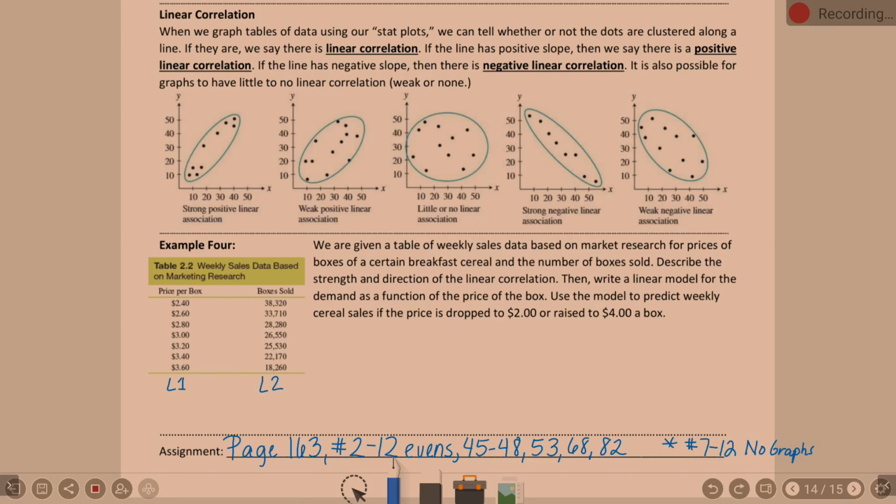Right, but I turned on my stat plot, so I should be seeing the points. Why am I not seeing the points? Yeah, I'm on a 10 by 10 screen, and I'm supposed to be in the thousands.